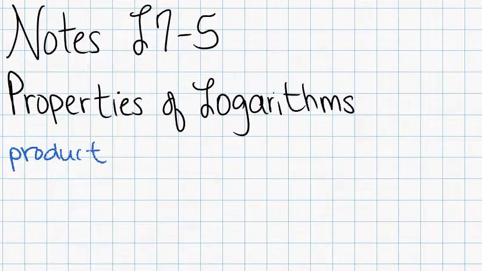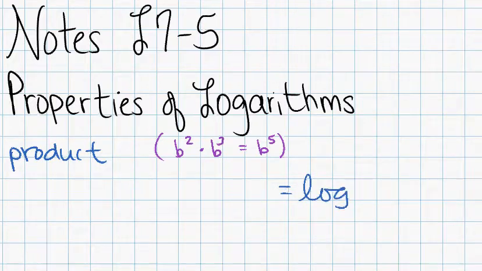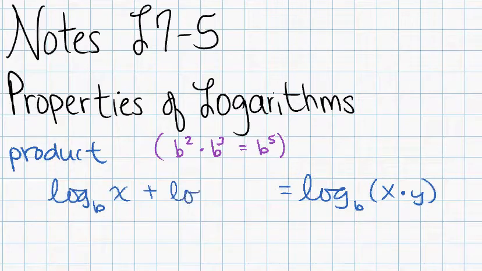And if I gave you the exponential version, it would be something like b squared times b cubed. And when you multiply, you add the exponents. So that would be b to the fifth. Same idea for logarithms. When you multiply, you're going to add them together. So it's going to be log base b of x plus log base b of y.